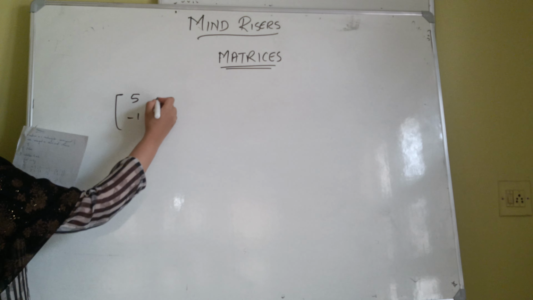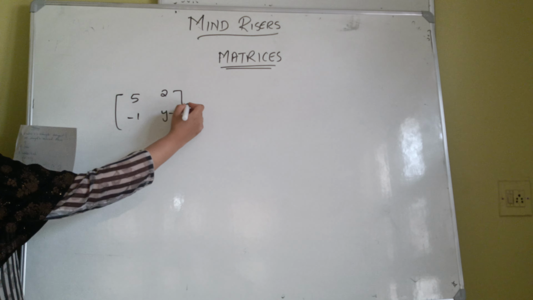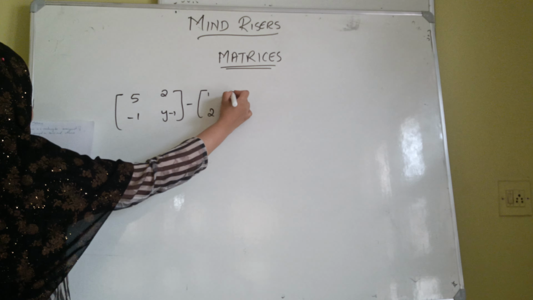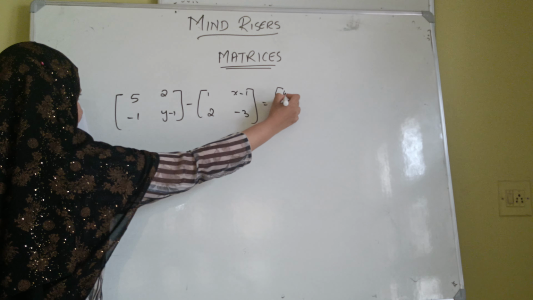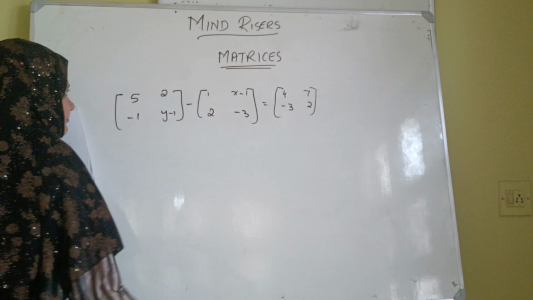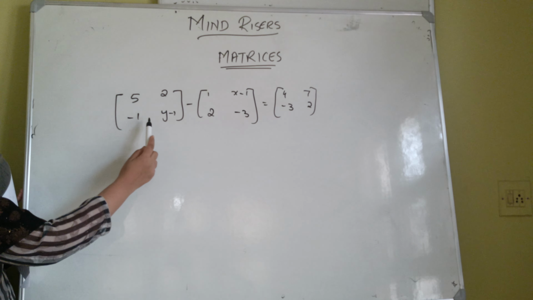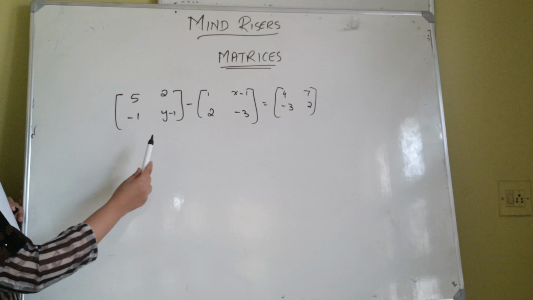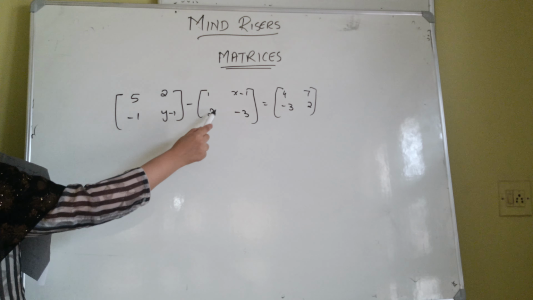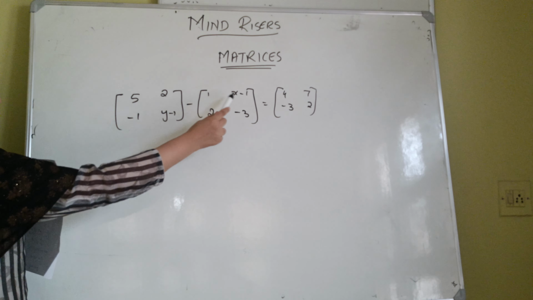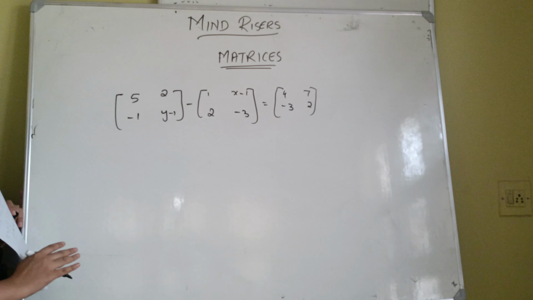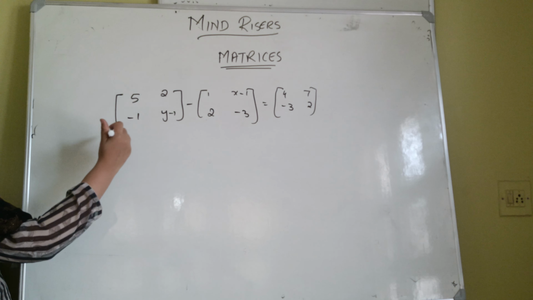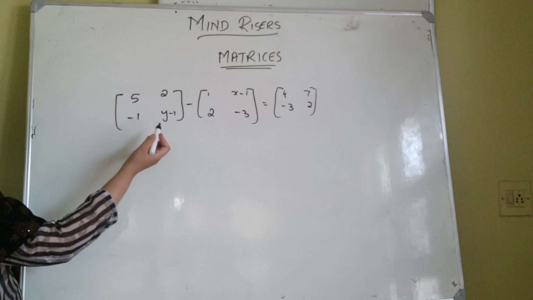As you can notice, there are three matrices given in this question and they're all of the same order. This one has two rows and two columns, this has two rows and two columns, and that as well has two rows and two columns. Whether we are adding or subtracting, we should always check if the matrices are of the same order. Now what do we do? How do we add these matrices or subtract them?